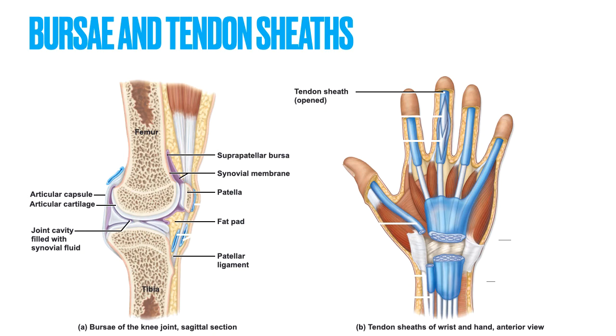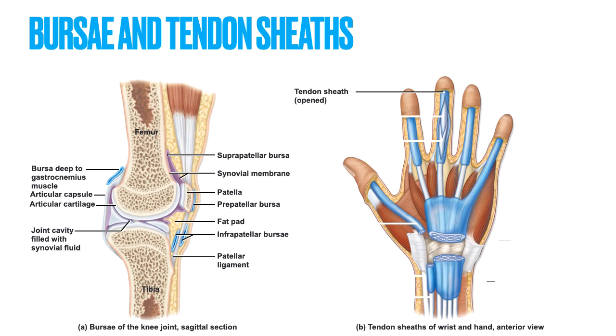These include the suprapatellar bursa, the prepatellar bursa, the infrapatellar bursa, as well as the bursa that's deep to the gastrocnemius muscle. We'll talk about that muscle when we get to the muscle section. So in addition, you can get inflammation in the bursa.